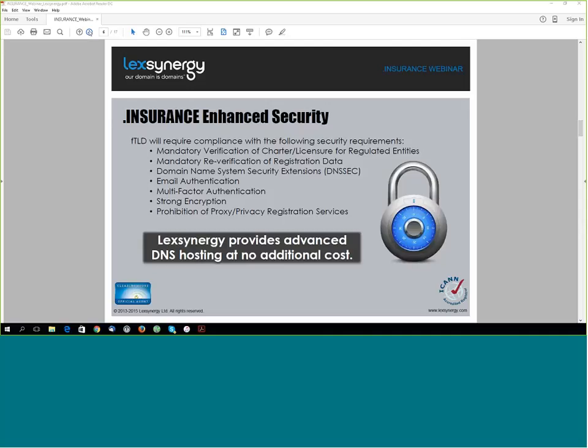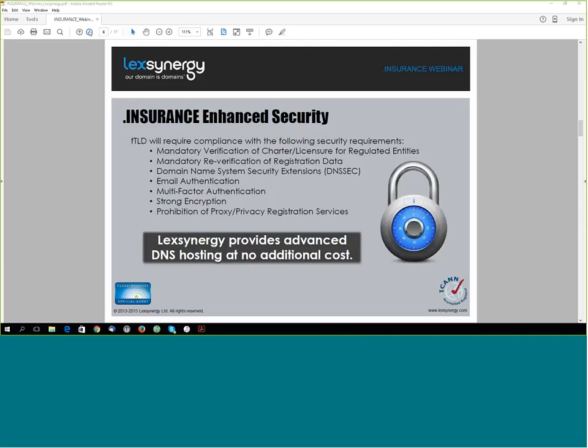Multi-factor authentication is something that we, as the registry, and the registrar, such as Lexsynergy, require when you access registration data in their system. So if you are a Lexsynergy customer and you want to change some information associated with your registration data, Lexsynergy will prompt you for multi-factor authentication credentials. And the reason that we have this at both the registry and registrar levels is to ensure that changes to registration data are only made by authorized users of the registered entity.